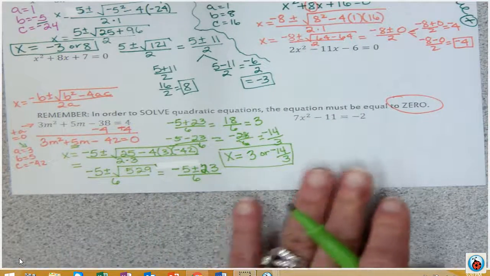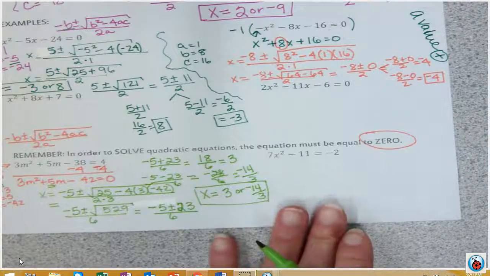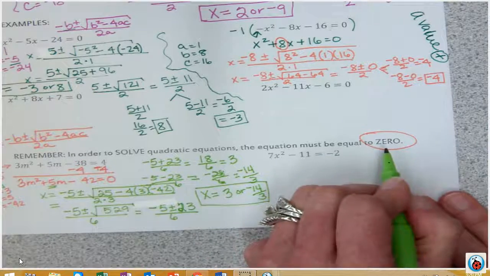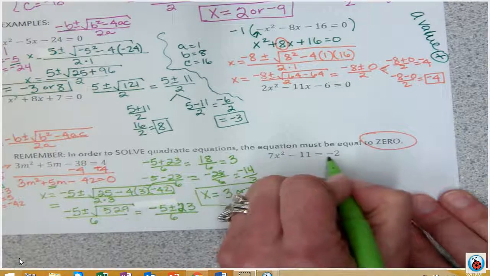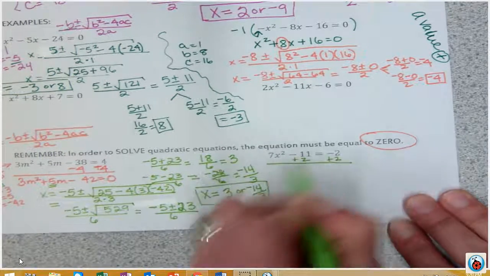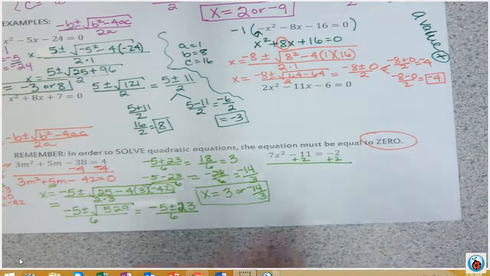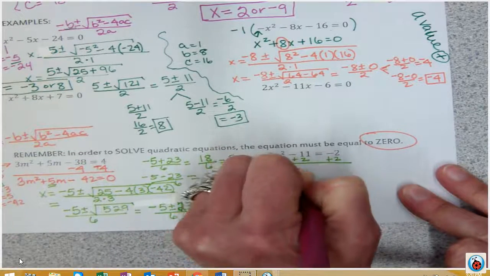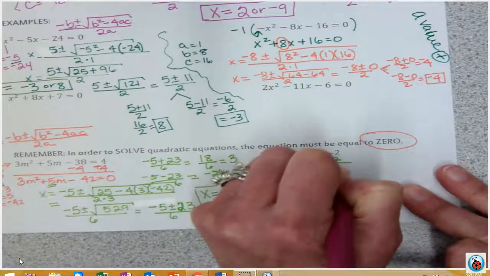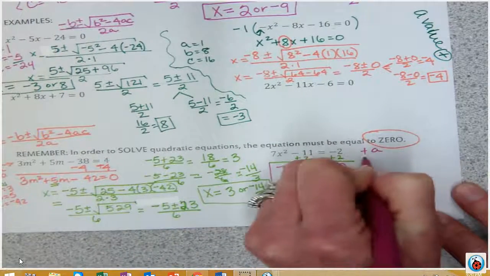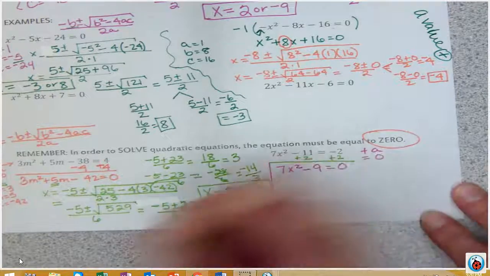Alright, this one's kind of different because there is something special about this. Number one, they don't equal 0. So I need to add 2 to both sides. And I'm going to end up with 7x squared minus 9 equals 0. So now I've got a positive a and equal to 0.